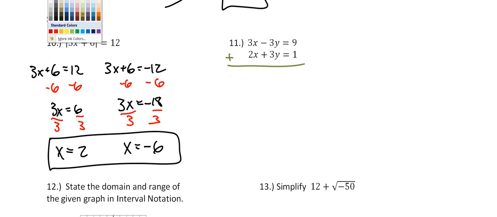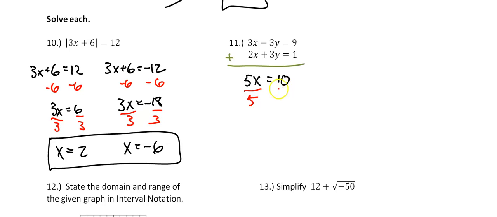So I add them up. And with elimination, we might have to multiply by something to get these things to cancel. This time we didn't. So let's say I get 5x equals a 10. And now I finish solving this thing, divide by the 5. And then once I have this x value, I'm not done. I have to plug it back in and get the y value. So here I get a 2.